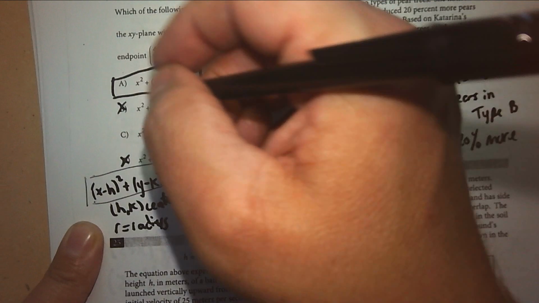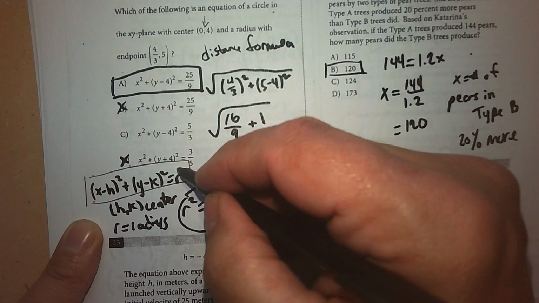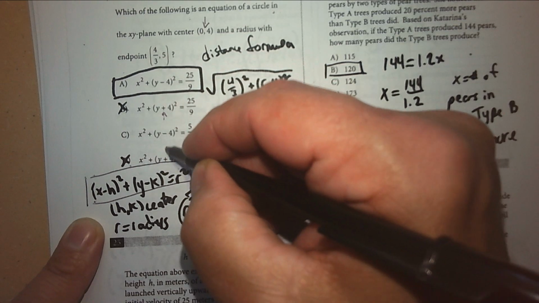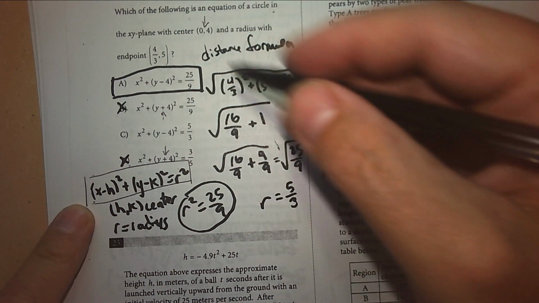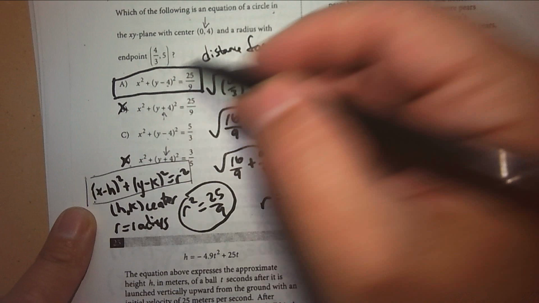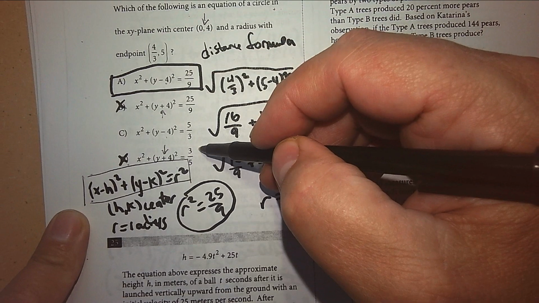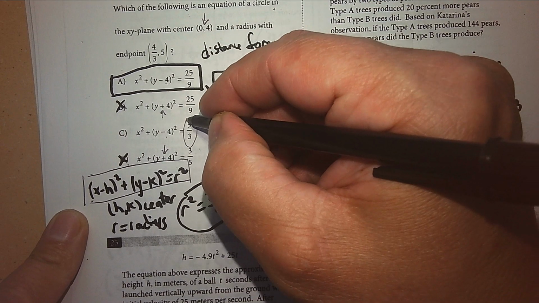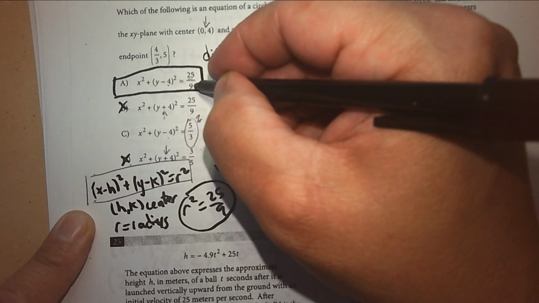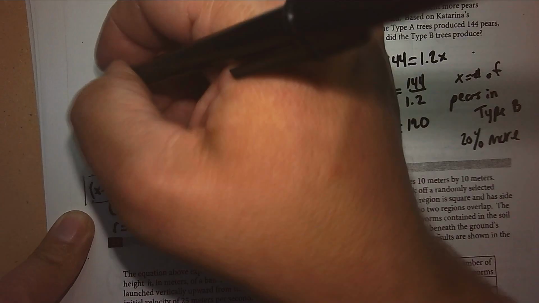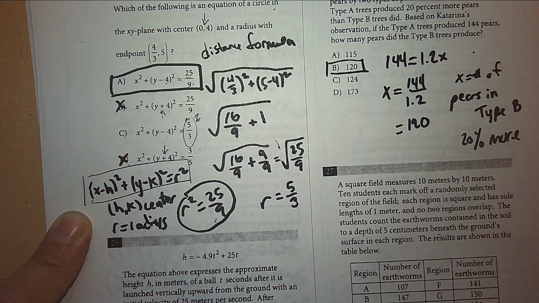So already I know B and D are wrong because the sign is wrong. Whenever it's inside the parentheses, the sign changes. So it should say negative 4. And then there's 2 that are left. 5 over 3 is the radius, but if you square 5 over 3, you get 25 over 9. That's why A is right and C is wrong.